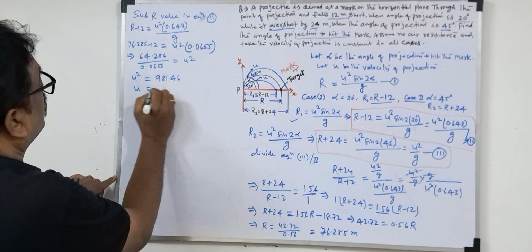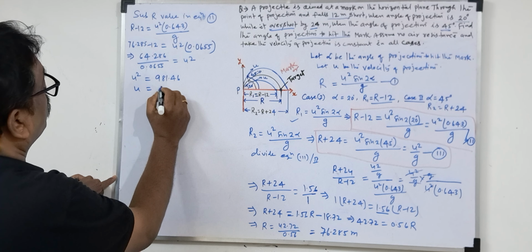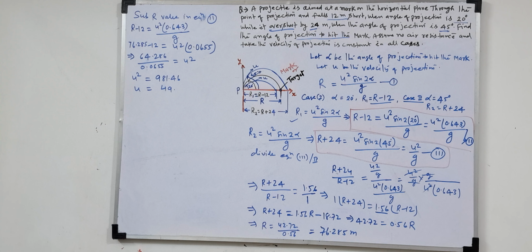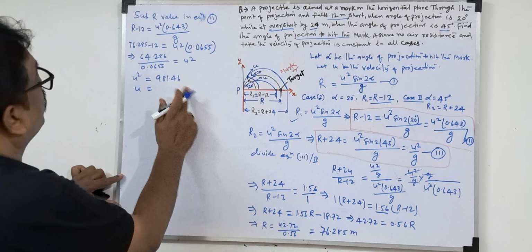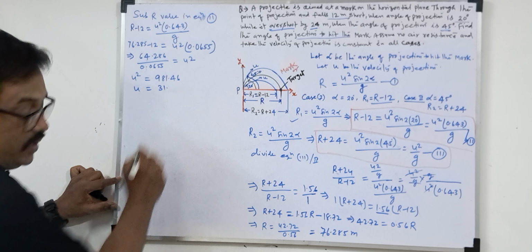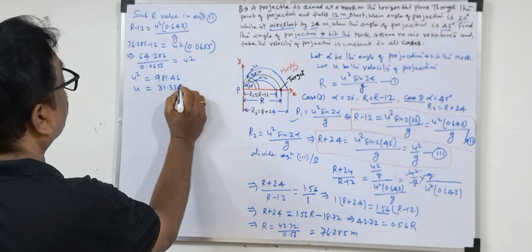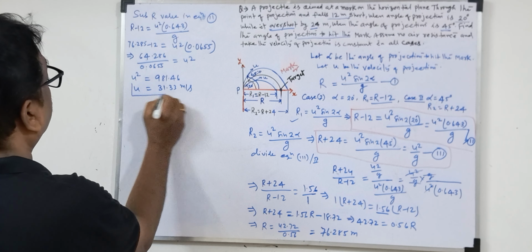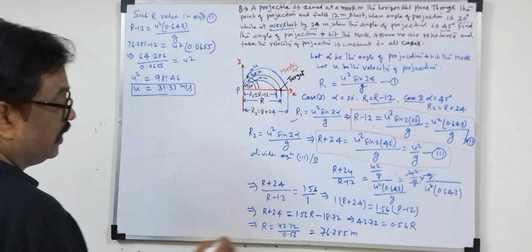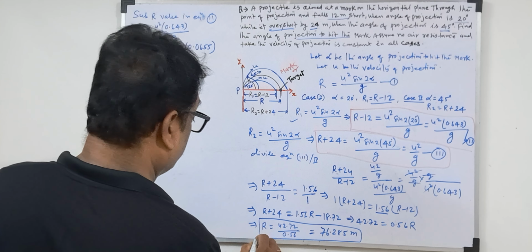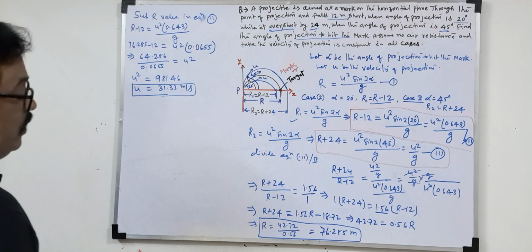Now u is equal to the square root of this, so this value is coming 31.33. How much did we calculate? 31.33 meter per second. This u we got, and here we got the R value. So R and u we got now.